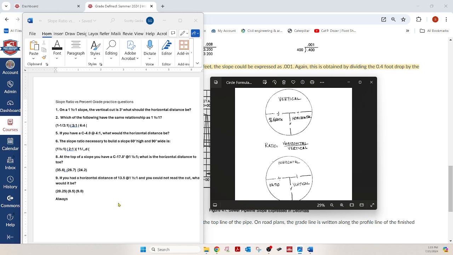We have one more. Now we have a horizontal distance of 13.5. So that would go up here. Let me write it down. Horizontal 13.5, and what else do we have? A slope of 1.5.